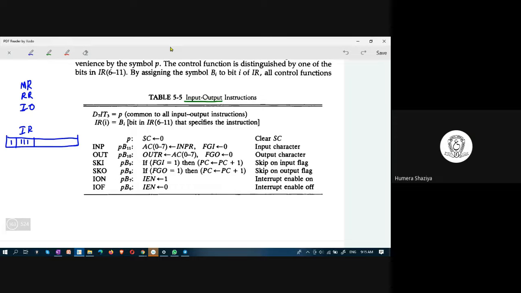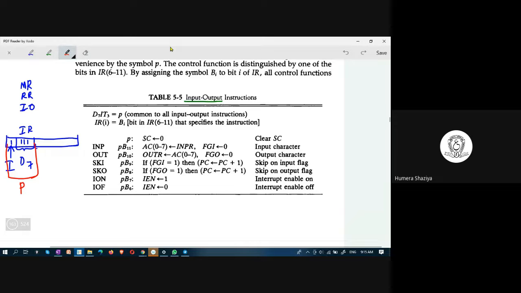Very good. So T3 is the time slot where these instructions are executed. I means this mode bit which is 1. This is I. And these three, D7, all ones. These 4 bits are represented by P, which is common to all.